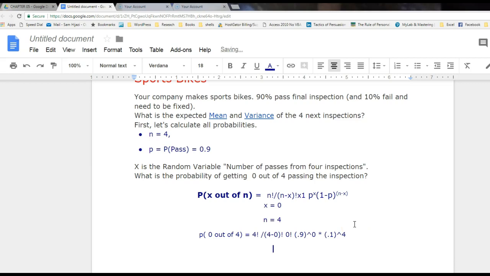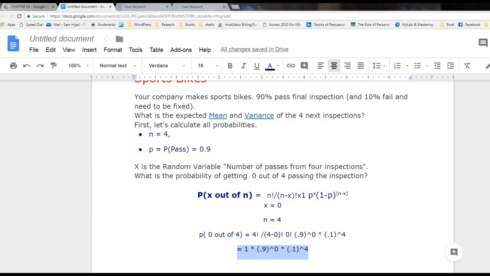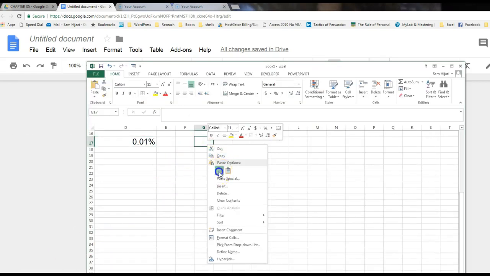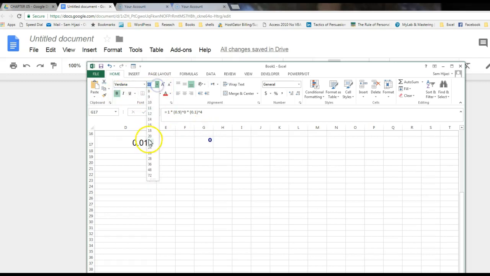Just to go ahead and rewrite this, it's going to be 1, the whole thing, multiplied by 0.9 raised to the power of 0 multiplied by 0.1 raised to the power of 4. So basically this is what I'm looking for, because I'm going to copy this as it is. Hopefully it's not going to carry some hidden character. I'm going to go to Excel and see if that's the case when I paste this, and immediately notice that Excel quickly calculated that for me, because Excel is a very powerful tool. I mean, way too powerful. And here we go.